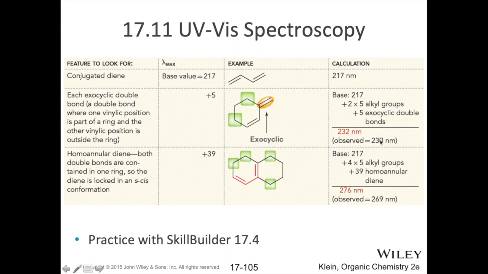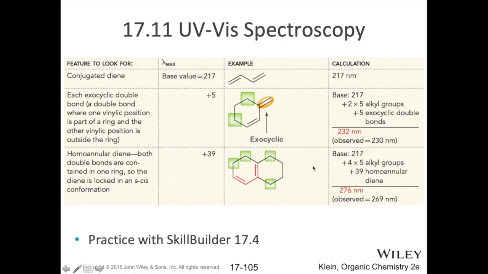It's possible, of course, to have your diene stuck within a ring, so both of your double bonds are part of the ring. Notice that they're in this S-cis configuration. Whenever they're stuck in that S-cis conformation because they're both part of a ring, that actually adds 39 nanometers in figuring out your math.